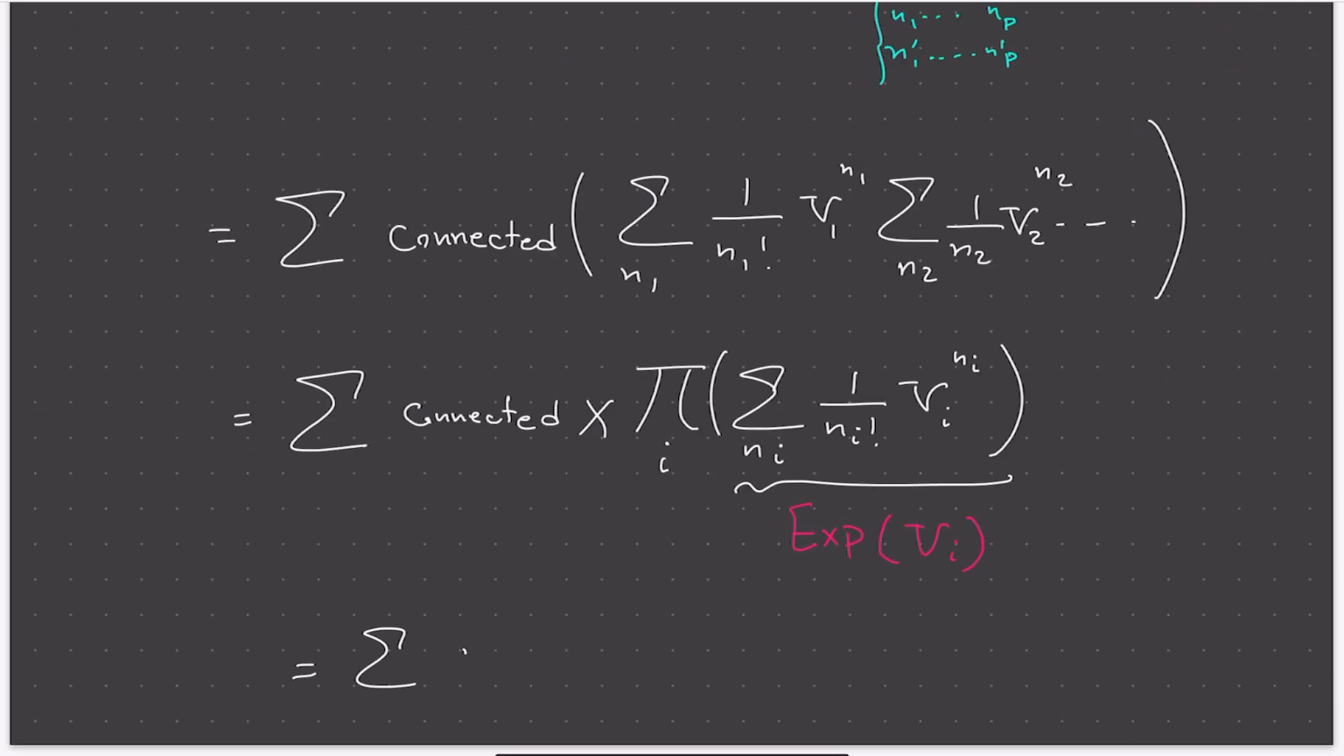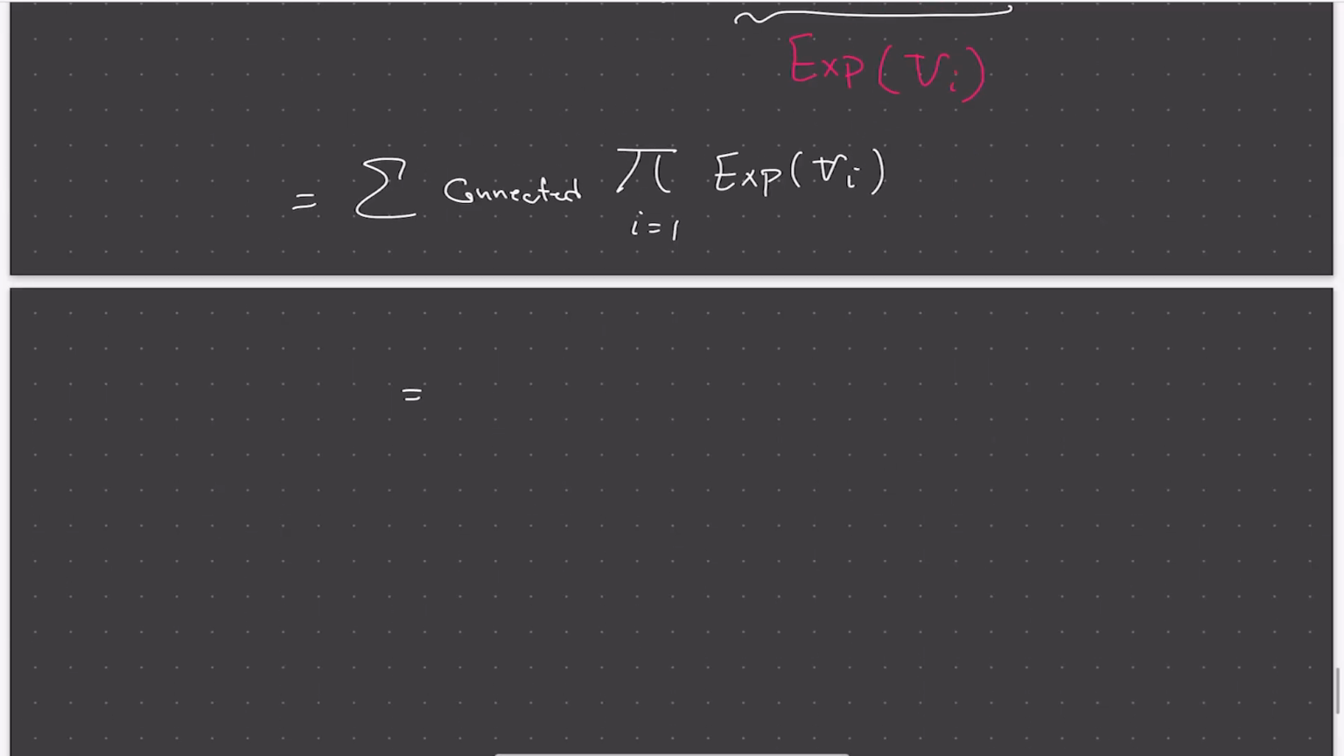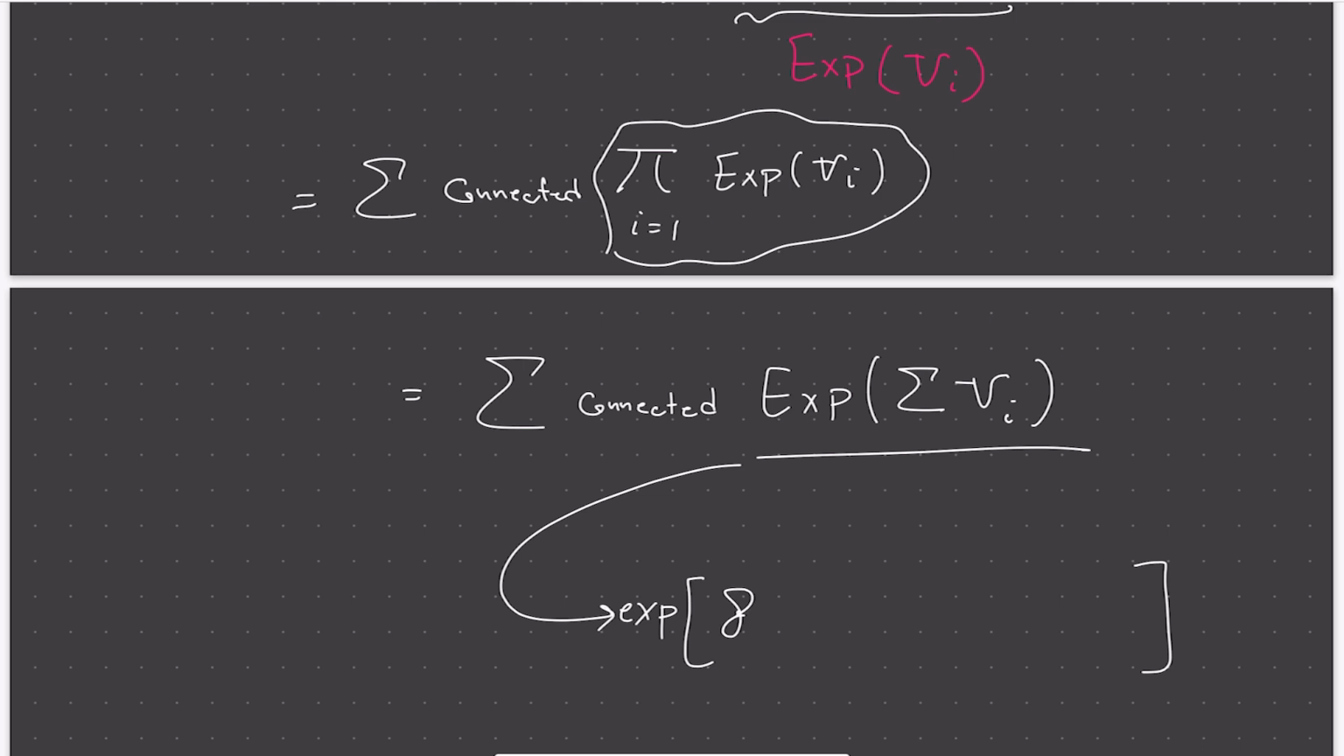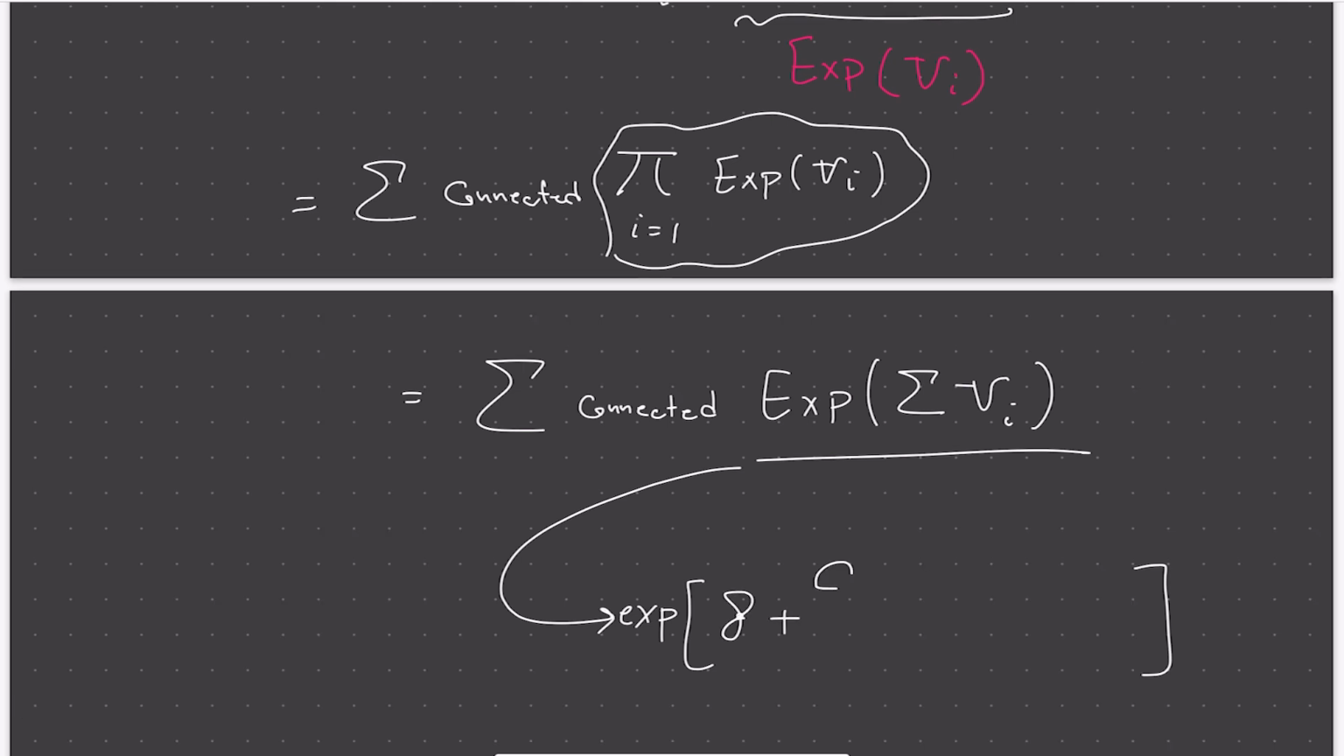And then I'm going to have the sum of all connected pieces, and then I have the multiplication of the exponential of each vi, which is now going to be a sum over all connected pieces. And then this is going to be the exponential of the sum of vi. So I can show it as the exponential of each of these vi's. So for example, that plus that plus that, and so on.